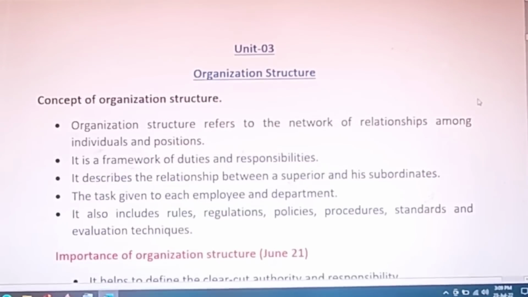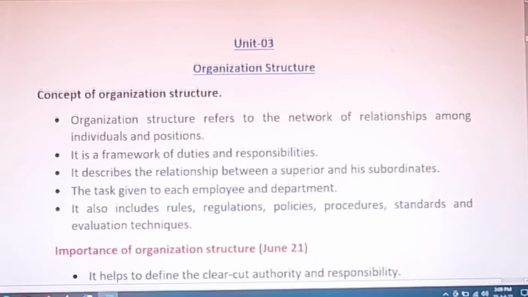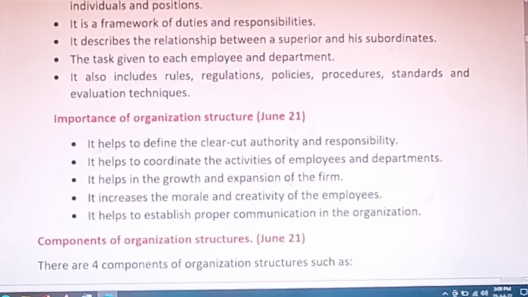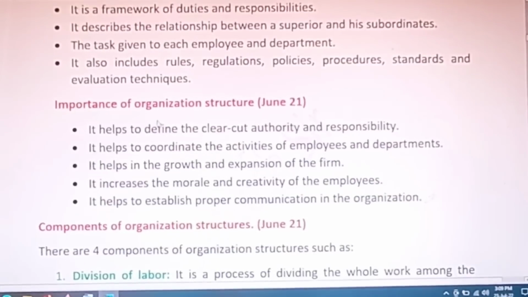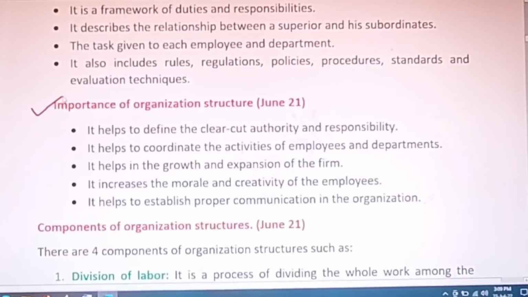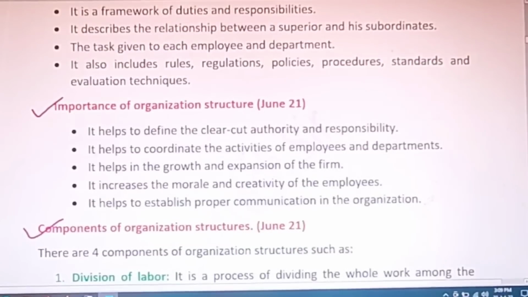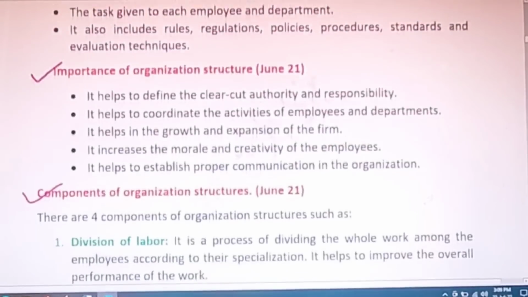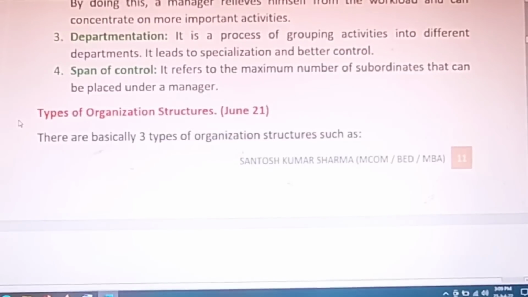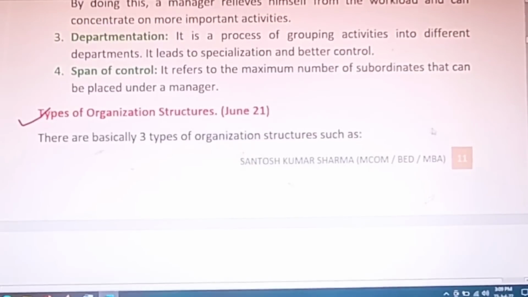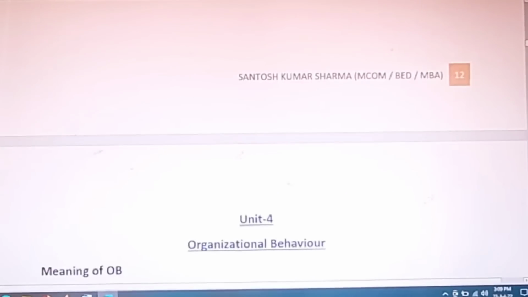ये बहुत important है। यूनिट 3, कुछ मैंने की पॉइंट्स लिखे हुए हैं, एंड आफ्टर दैट ये एग्ज़ाम जून 21 में आया था, ठीक है। इम्पोर्टेंस ऑफ ऑर्गेनाइजेशन स्ट्रक्चर एंड कंपोनेंट्स ऑफ ऑर्गेनाइजेशन स्ट्रक्चर. Now both these questions strike in the June 2021 examination. Then again the different types of structures. Now we have already discussed about this, so let's move on to the next one, unit 4.